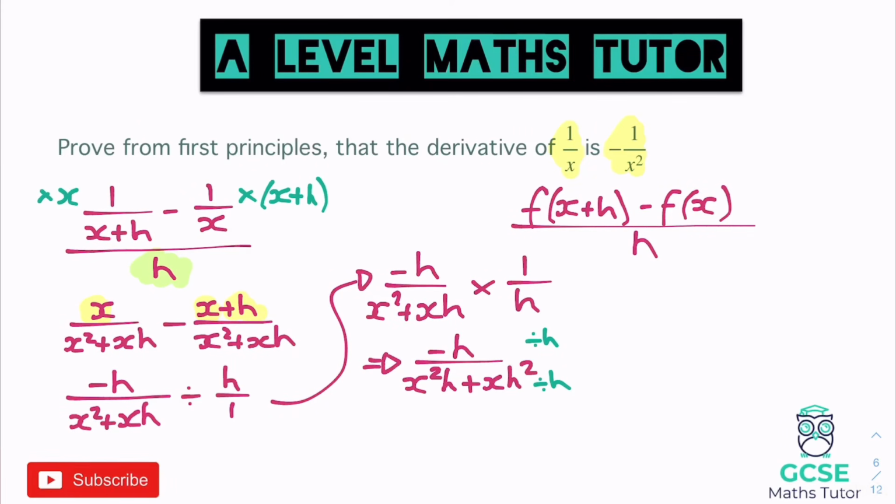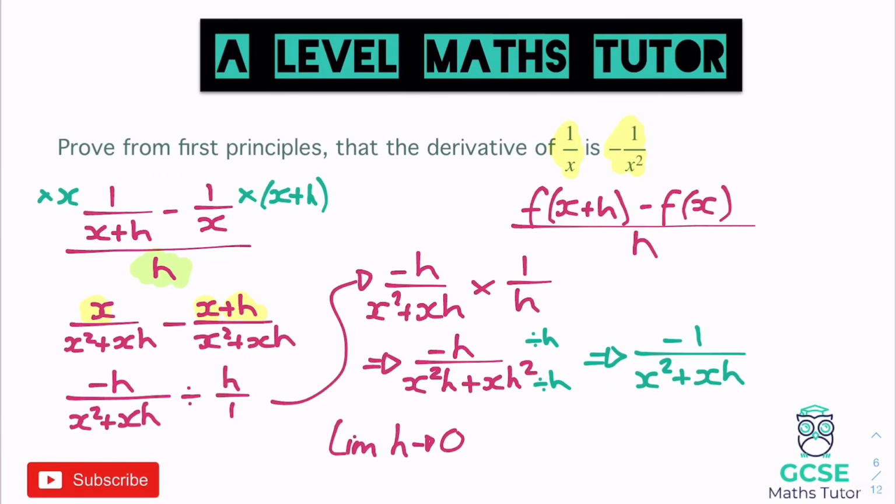And if we do that and we divide the top and bottom by h, on the top there, we're going to get minus 1. Minus h divided by h is minus 1. And on the bottom, we're going to get x squared plus xh. There we go, so minus 1 over x squared plus xh. Now again, obviously we can't simplify this any further. So if we have a look at where our limit of h approaches 0, let's see what we get.